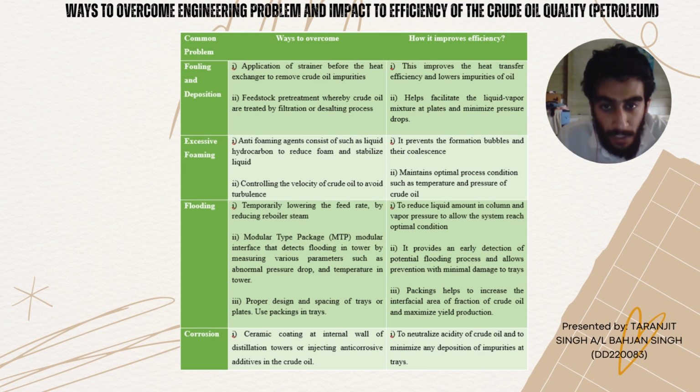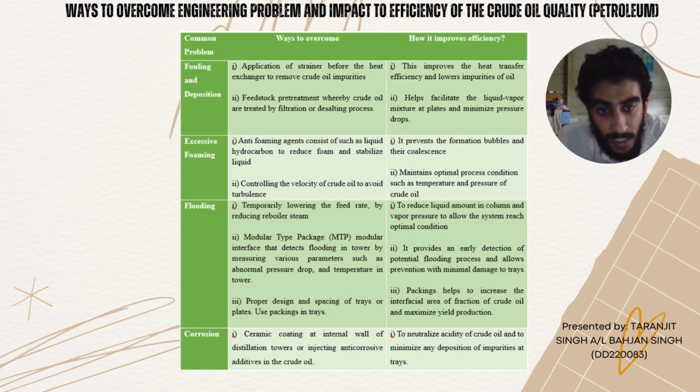Third, for flooding, we can have three methods. The first is temporarily lowering the feed rate by reducing the reboiler steam. This helps to reduce the liquid amount in the column and the vapor pressure to allow the system to reach an optimal condition. Second method, by using the modular type package, MTP, interface that helps to detect flooding in the tower by measuring various parameters such as abnormal pressure drop and temperature.